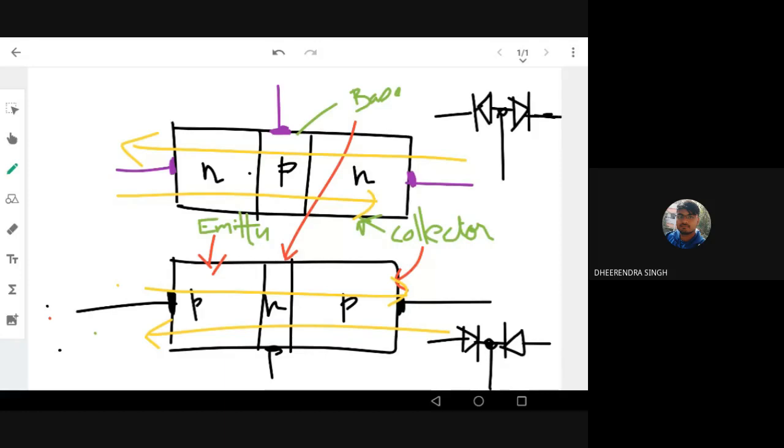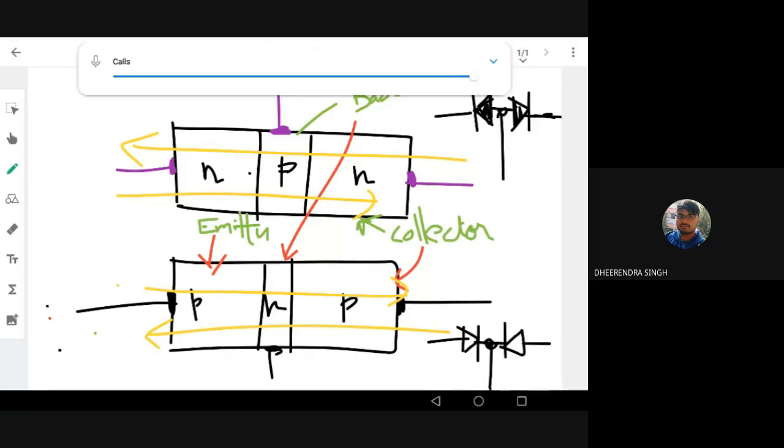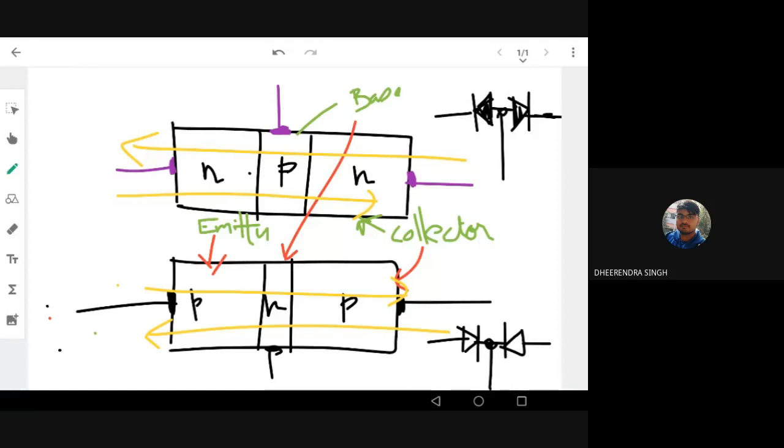So I'm asking one question. Structure wise, this looks the same as two diodes connected back to back. Will it perform as a transistor if we connect two diodes back to back and have three terminals, one on each end and one in the middle of the connection? Will it work as a transistor? The answer is no. It will not work as a transistor.